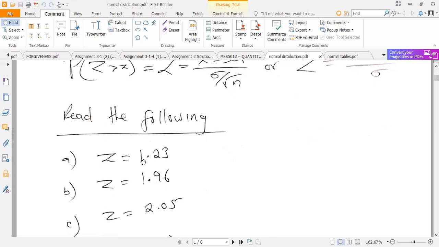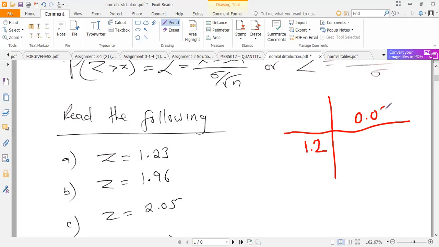This Z is 1.23. How do we read the Z of 1.23? When you go to the table, you check under 1.2, then under 0.03. Where these two meet, that is where the reading will be. Under 1.2, the first two, under 0.03, the last number here. So this is the format that we use when reading the tables.